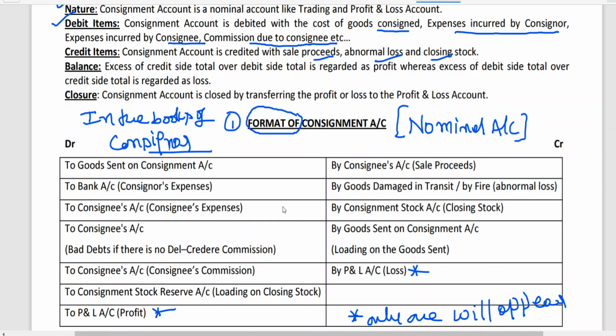Next class we will be learning how to value abnormal loss. We'll be learning how to value closing stock. We'll be learning how to write the entries in the books of the consignee. We'll try to learn, and one problem will start. So with that, at the basic concepts, 3 classes we shall be able to finish. Then we can start problems from next class onwards.